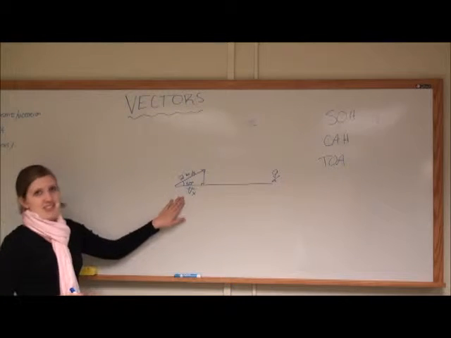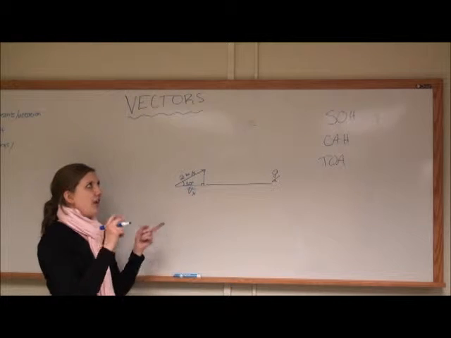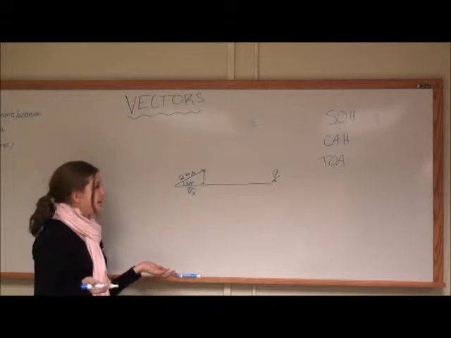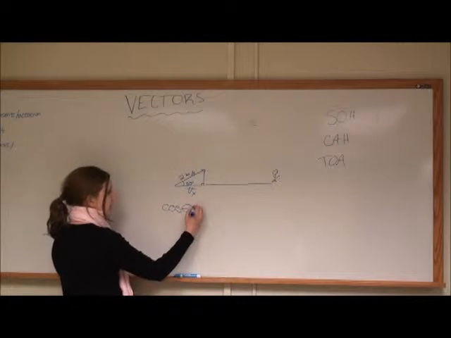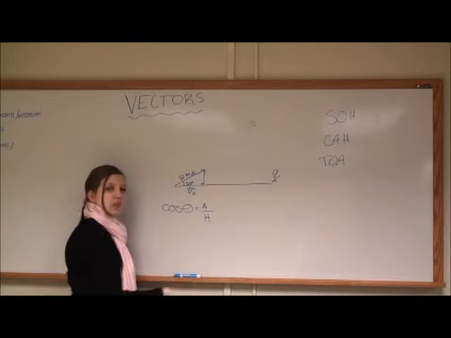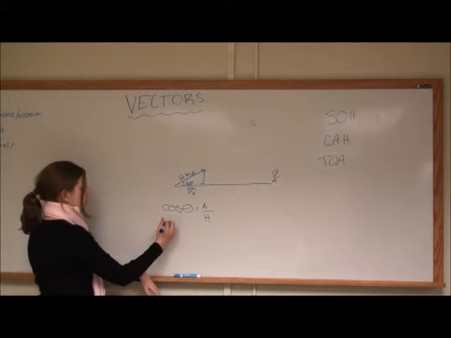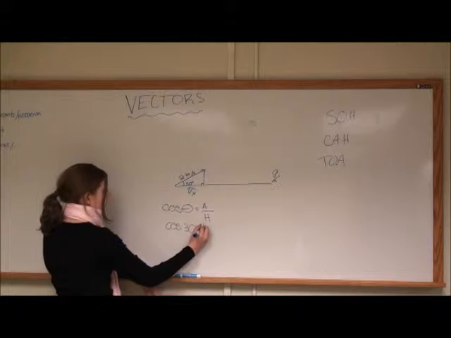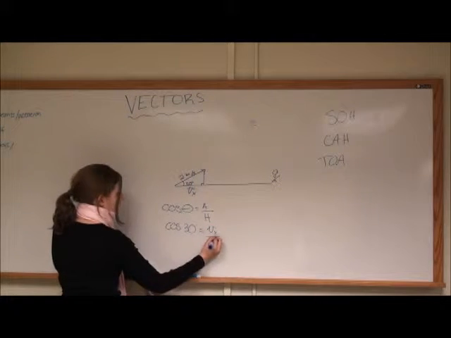So I've got the adjacent side right here. So I can guess, hey, I have an angle, hypotenuse, and adjacent. I'm probably going to need cosine. So I can set up the cosine of my angle equals the adjacent over the hypotenuse. So now I can plug in my values. So we know that the cosine of 30 degrees equals my velocity in the x direction over 2 meters per second.